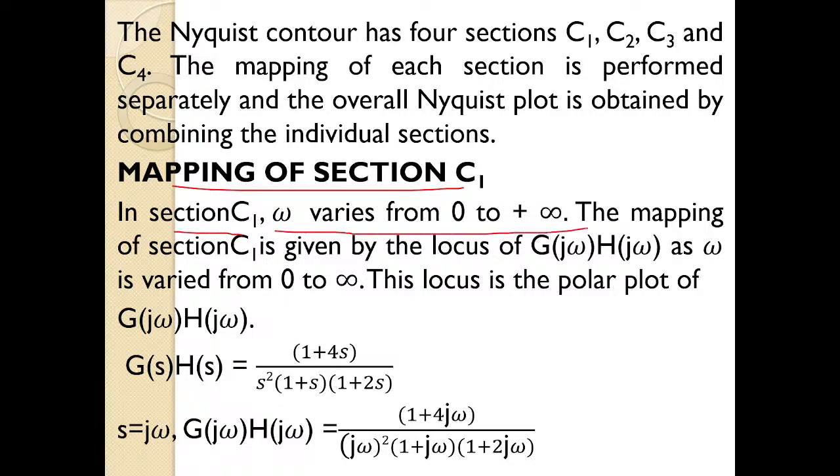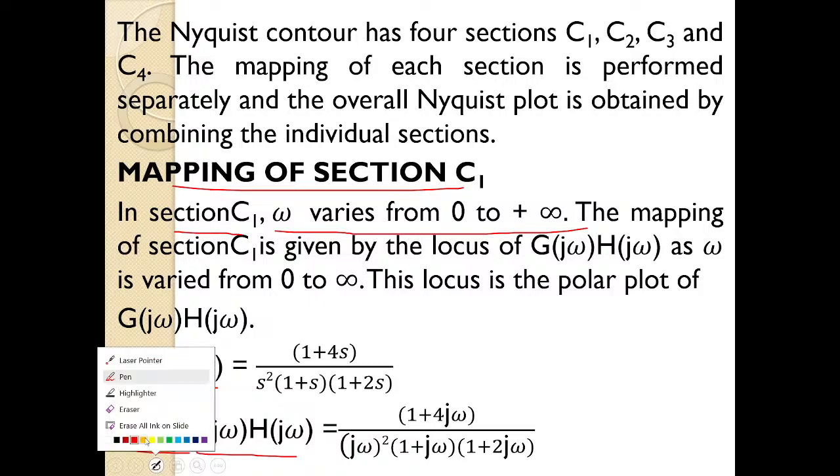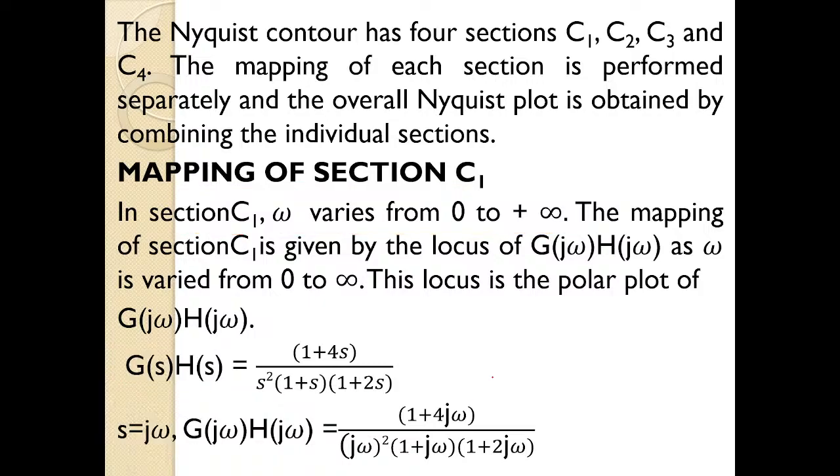Omega varies from 0 to plus infinity. Consider G(s)H(s), that is (1 + 4s) by s squared into (1 + s) into (1 + 2s). Replace s by j omega. You will get G(j omega)H(j omega) equals (1 + 4j omega) by (j omega) squared into (1 + j omega) into (1 + 2j omega). Just write it down. Don't write theory, write down only the equations.